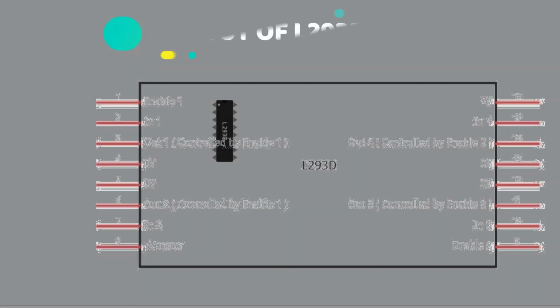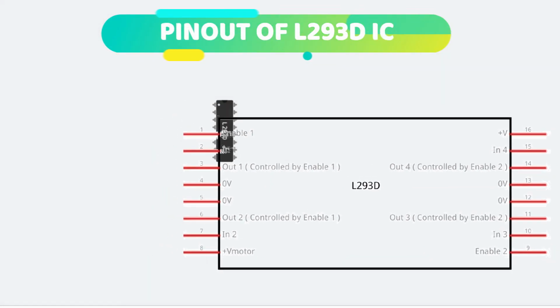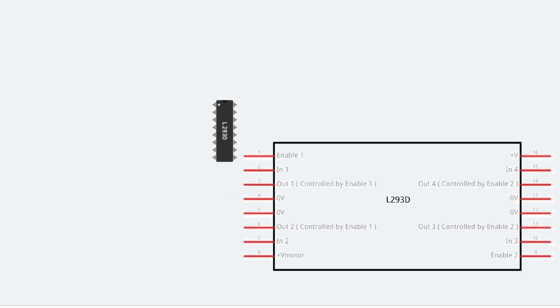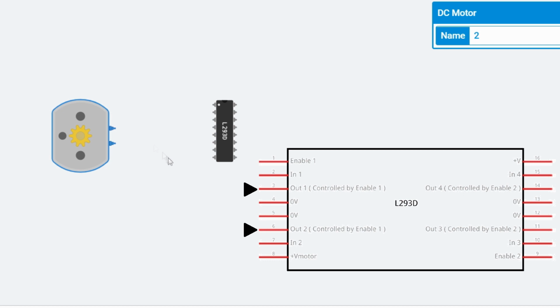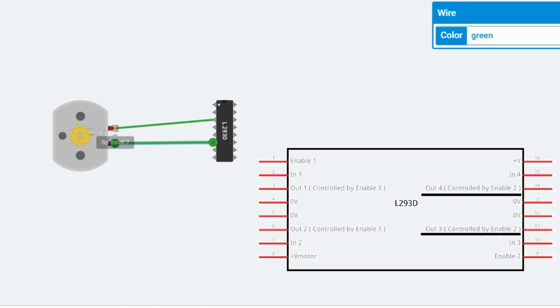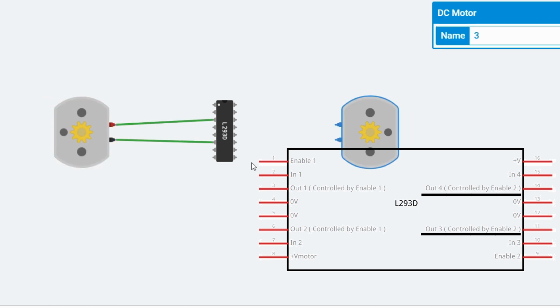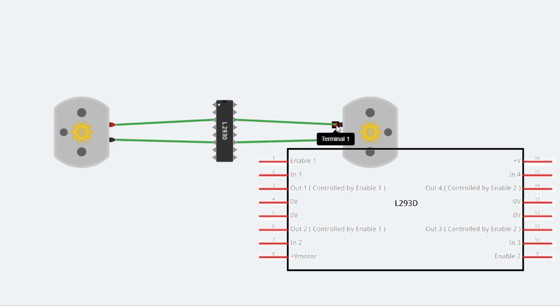Here is the pinout of the L293D IC having a DIP package with 16 pins. I'll try to explain each pin to you one by one. Pin number 3 and 6 are output 1 and output 2 respectively and are directly connected to the terminals of motor 1. Similarly, output 3 and output 4 go to the terminals of the second motor. But since we need only one motor for this project, we will leave output 3 and output 4 as they are. Pin number 2 is IN1 or input 1.